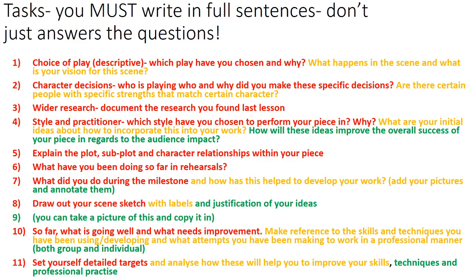Next, we need to explain the plot and the subplot and the character relationships within your piece. So we're no longer thinking about the actors, we're thinking about the play specifically. When I say character relationships, I don't necessarily mean if they are in an emotional relationship. I mean how they feel about each other. So does Joe Bloggs and Annie Smith feel quite hatred towards each other because of something that's happened within the play? Or do they have quite an awkward relationship? And how is that shown within your character?